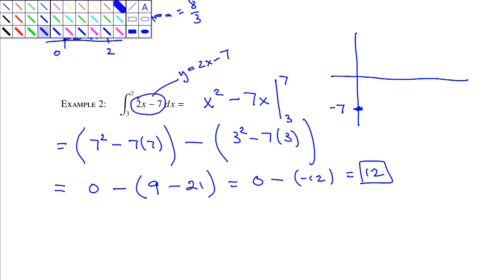And then if I go over here to where x is 7, 2 times 7 is 14, minus 7 is 7. So this actually goes up to the point (7, 7). Now this whole thing isn't part of the integral. The integral only goes from 3 to 7. So it is at least this piece here. If x is equal to 3, what's the y value? Should be negative 1. So when x is equal to 3, the y is negative 1. So I'm going to put it right here.